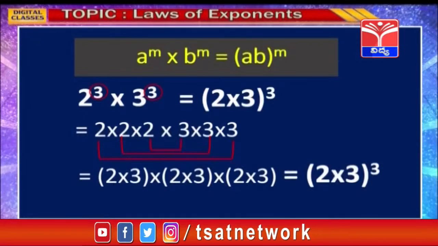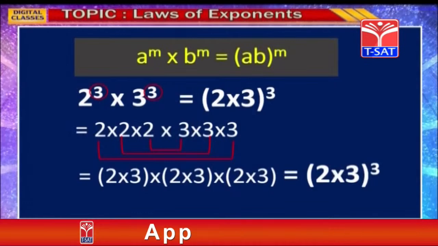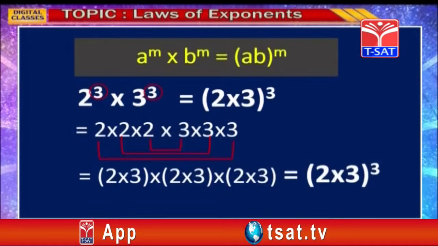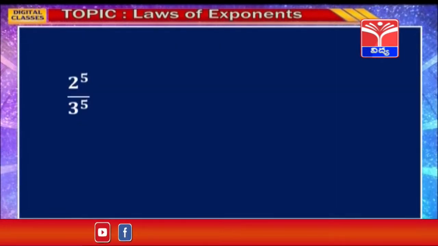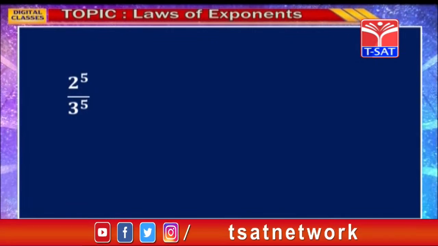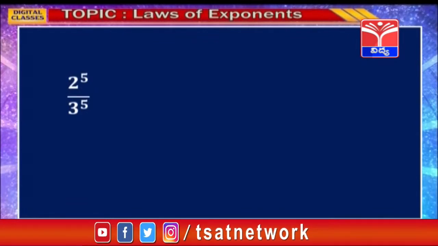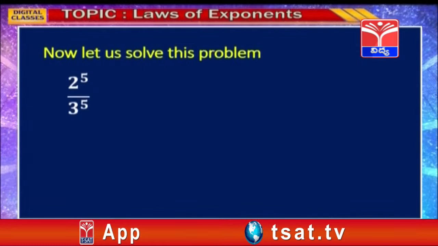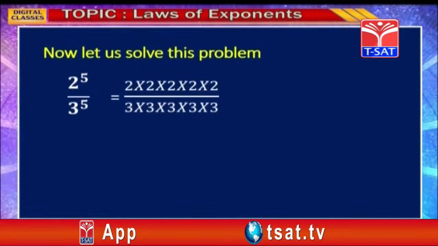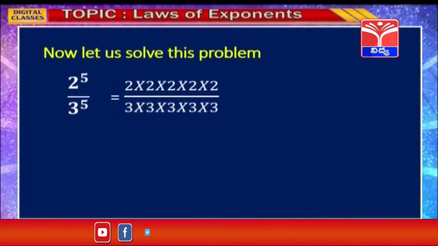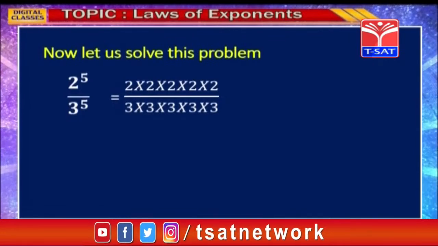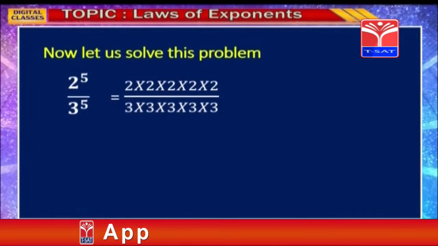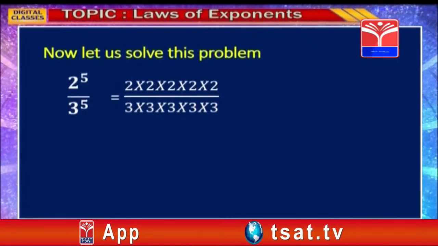When the bases are different, the powers are equal. Look here. So we can group the bases, we can multiply the bases, and you can put one power. The bases are different. Look at the powers. Are they equal? Yes, they are equal. 2 to the power of 5 by 3 to the power of 5. Now let us solve this type of problem. 2 to the power of 5 can be multiplied 5 times, like 2 into 2 into 2 into 2 into 2, like this. And the denominator is also 3 to the power of 5. So 3 is multiplied 5 times.